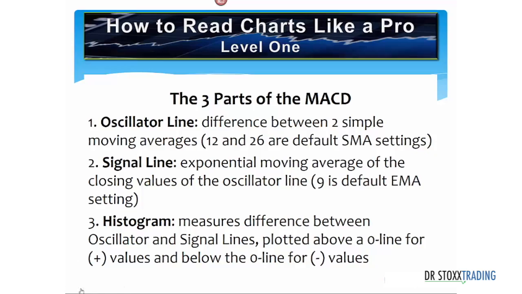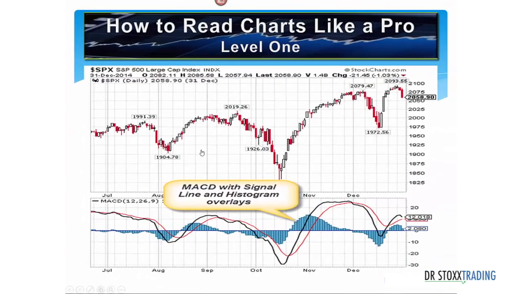So let's take a look at the MACD indicator. Here we have a chart of the SPX, the S&P 500. You can see the S&P 500 with a flat period, a down period, an up period, a down period, an up period, a down period, an up period. And that's pretty much measured in the MACD. The black line is our oscillator. The red line is our signal, and the blue bars above and below this zero line, which is marked on the chart, is your histogram.